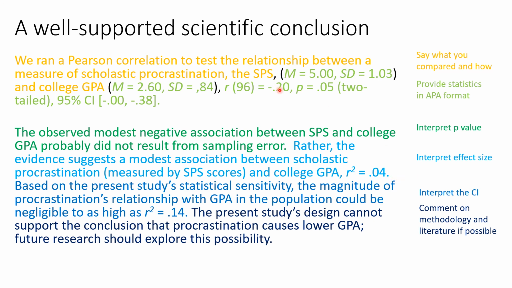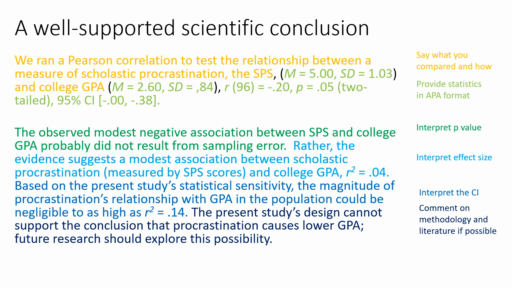Now I want to talk about the confidence interval. Based on the present study's statistical sensitivity, the magnitude of the procrastination's relationship with GPA in the population could be negligible, it could be essentially 0, or it could be as large as an R squared of 0.14, which would be a medium large effect. Where did this come from? Well, this is this upper bound R value squared. Again, I'm interpreting the confidence interval there.